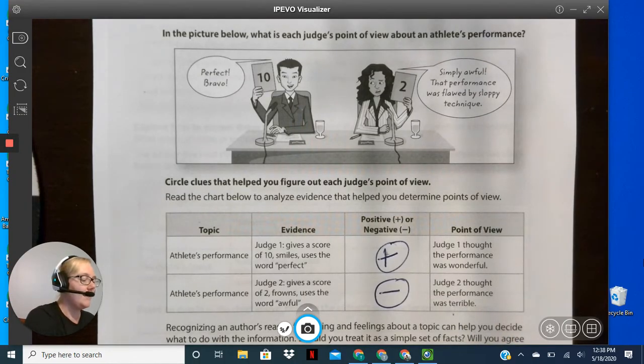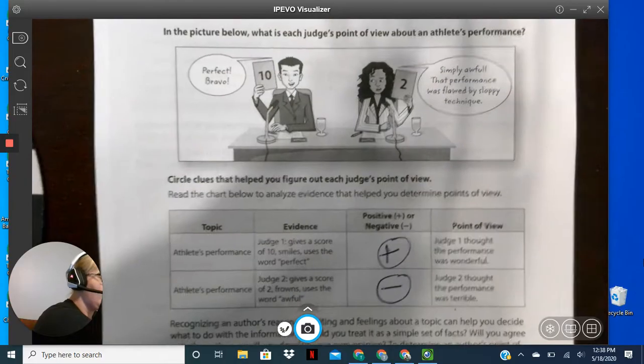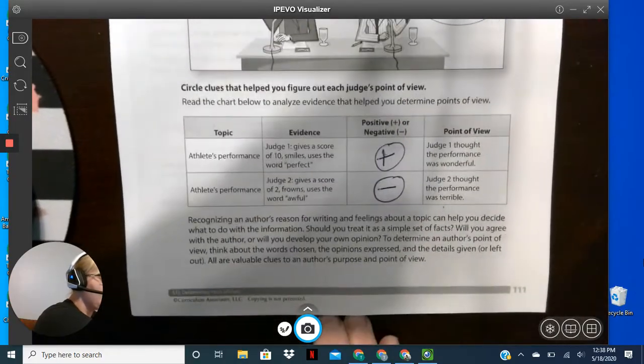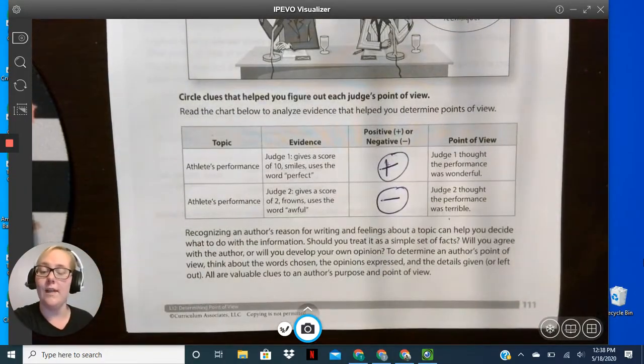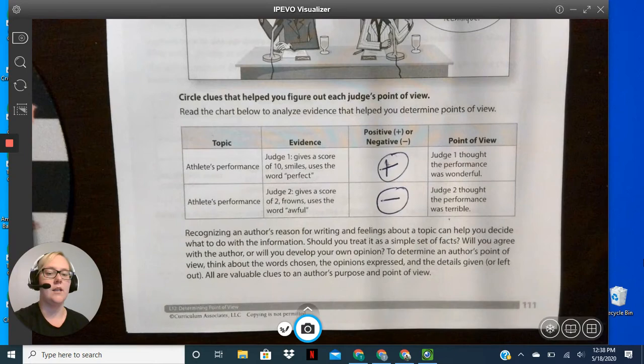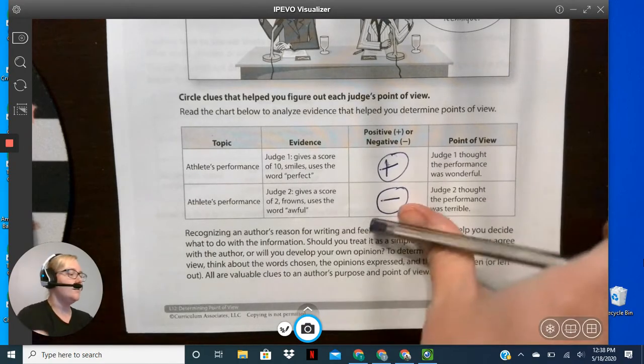So recognizing an author's reason for writing and feelings about a topic can help you decide what to do with that information. Should you treat it as a simple set of facts? Will you agree with the author, or will you develop your own opinion? To determine the author's point of view, think about the words chosen, the opinions expressed, and the details given or left out. All are valuable clues to an author's purpose and point of view.